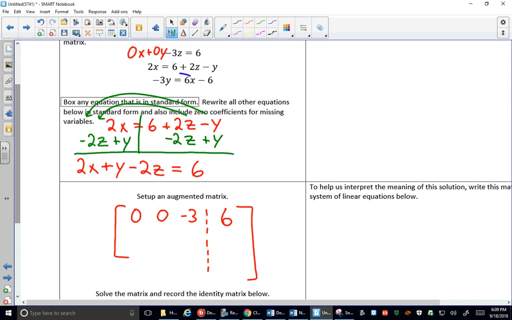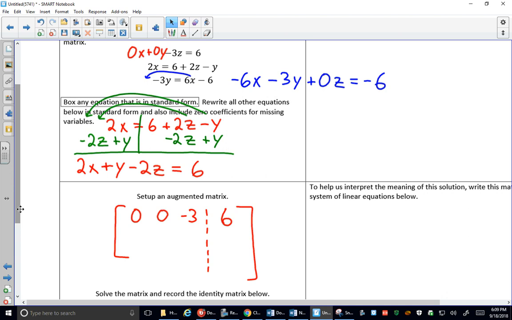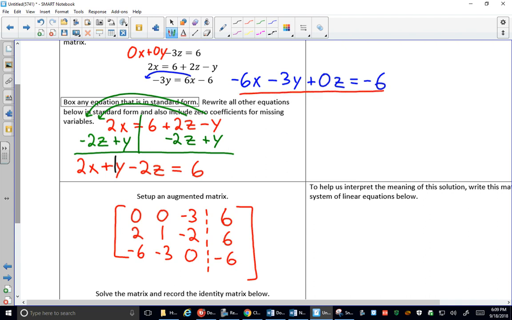So over here, we know that the 6x needs to move over here. So we're going to have negative 6x, because it changes signs. The y is already on the left side, and we're missing z. What we're left with is that negative 6 on the other side. Okay, so here we have 2, 1, -2, and 6. Keep in mind the 1 coefficient. Over here we have -6, -3, 0, and negative 6, all coming from this top equation.